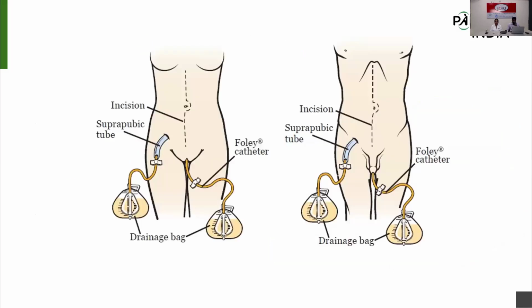So as I explained, suprapubic is directly from the abdomen. We are putting a hole into the urinary bladder, and the Foley's tube is attached, and also the drainage bag is attached. An important thing you have to see in the image is that when we are putting a Foley's catheter, we have to stick it to the upper aspect of the thigh, so that by positioning we can prevent the displacement.